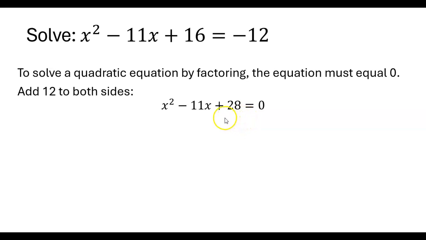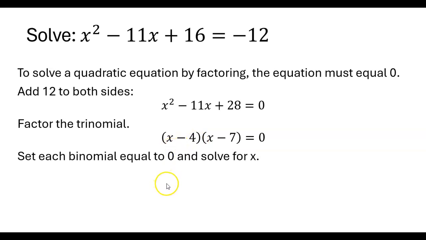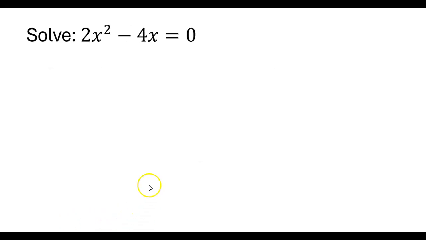Remember, when you're manipulating equations, you're going to add the like terms. So because we're adding 12, which is a constant, it gets added to 16. Now I have a trinomial equaling 0, so we can factor. That factors to x minus 4 times x minus 7 equals 0. Therefore, I can set each binomial equal to 0. So x minus 4 is 0 and x minus 7 is 0. That gives me x equals 4 and x equals 7. You can always substitute these values back into your original equation, and you'll notice that the left side and the right side are equal. Let's do perhaps one more.